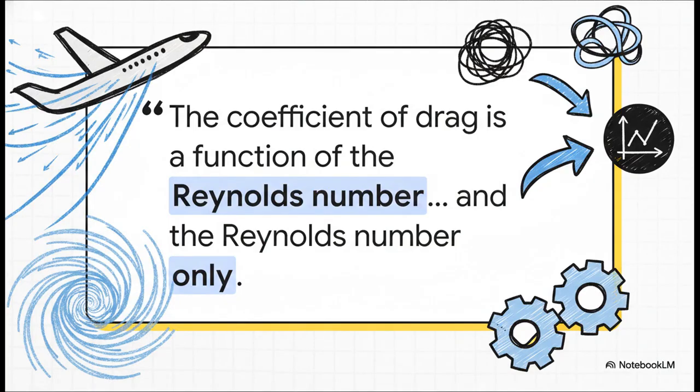So what's the big takeaway? The crucial insight? It's this profound statement right here. That entire universe of possibilities, every fluid, every speed, every size, it all collapses into a single clean relationship. This hugely complex physical problem is governed by one fundamental ratio, not a messy pile of individual variables. If you know the Reynolds number, you can predict the coefficient of drag. It is that simple and that powerful.